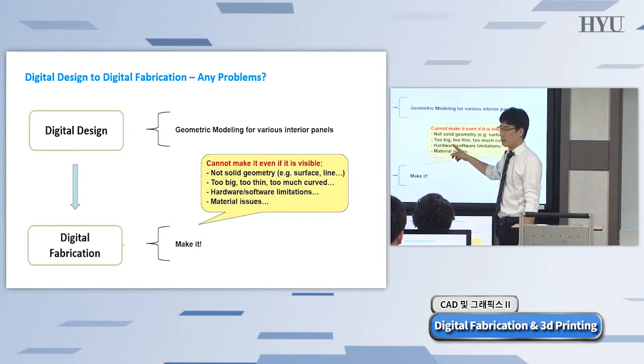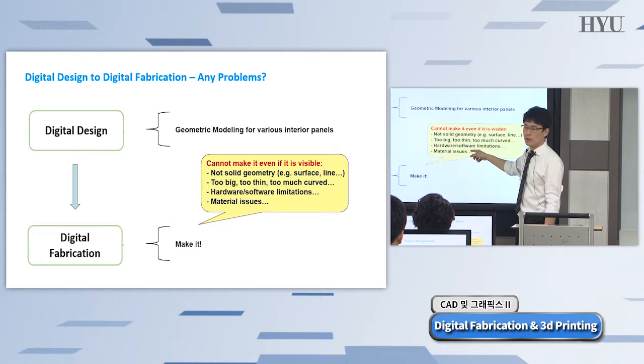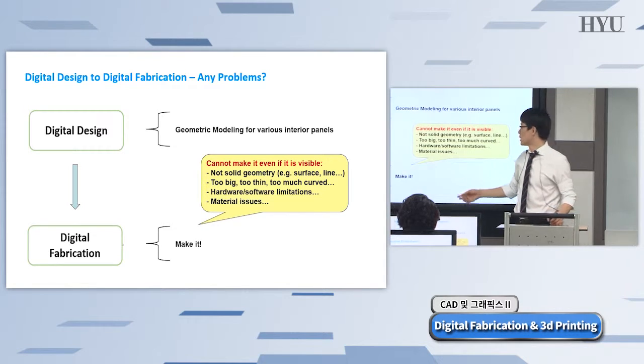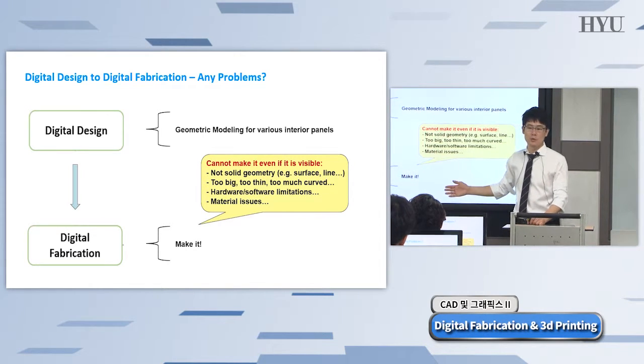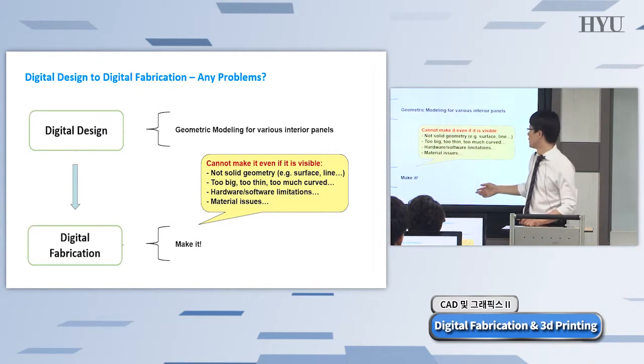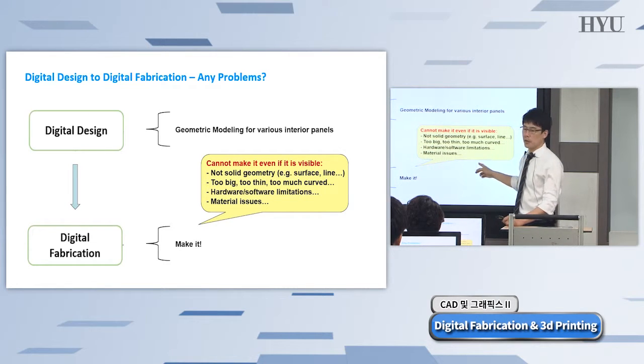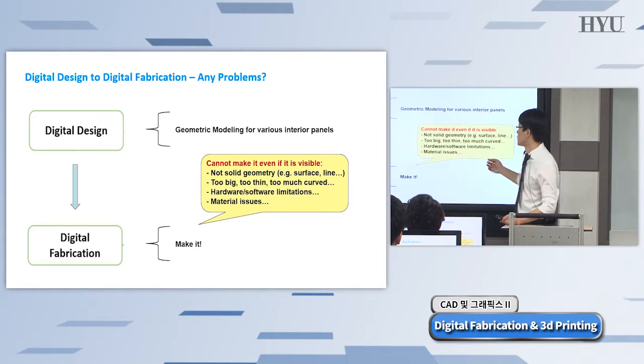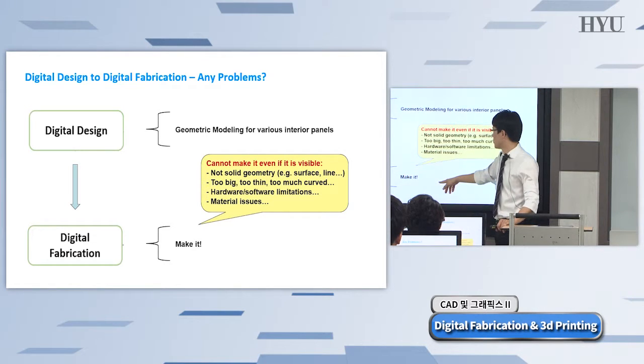Sometimes it's too big or too thin. If it's too thin, even if it has thickness, a machine cannot make it, okay? Because simply it's too thin to handle. Or too much curved, okay? Too complicated a curve, sometimes not possible to generate by machines, okay?